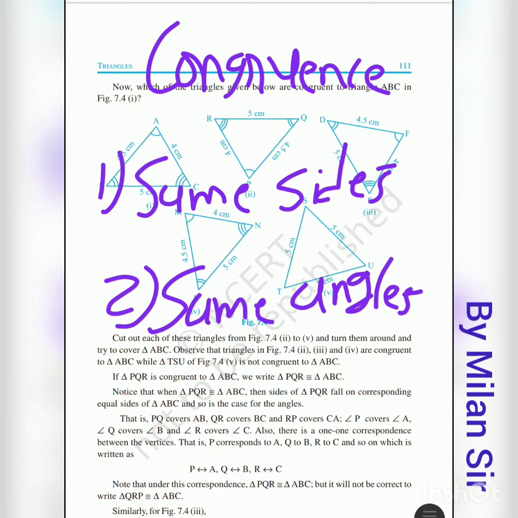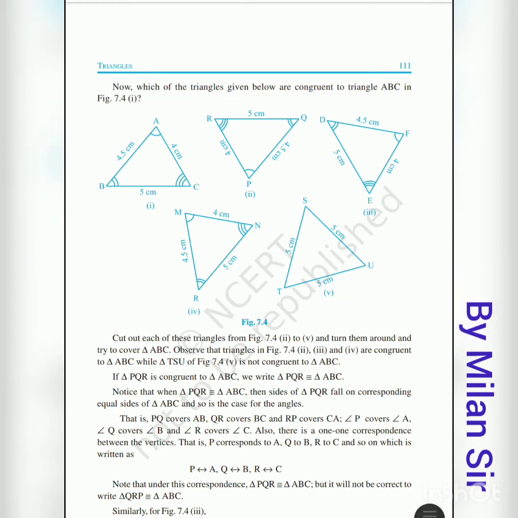So for triangles we need to check these two things. If all the sides are the same and all the angles are the same between two triangles, they are called congruent triangles. Here we have three sides the same and three angles the same. So these two triangles are called congruent triangles.